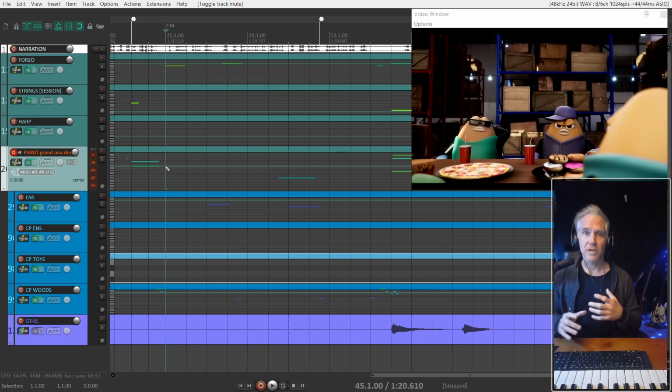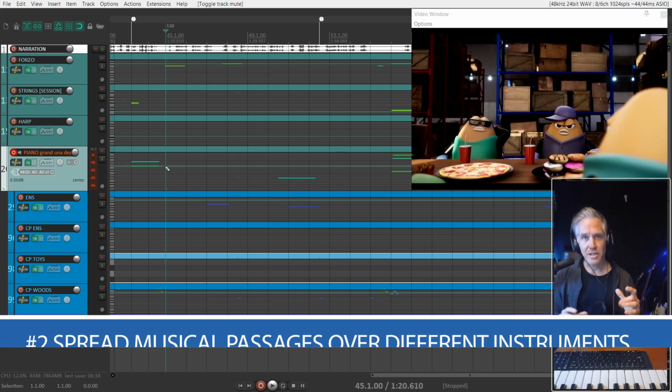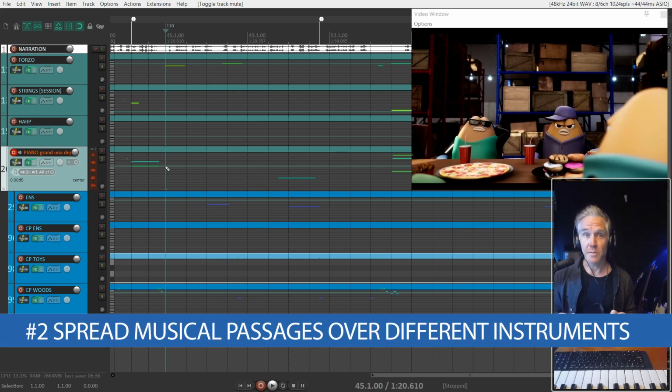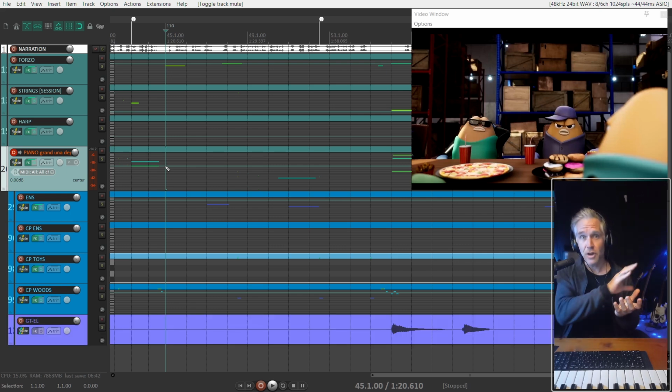Tip number 2, to create interest, take a musical passage and spread it out over various instruments. Over here, I've got a descending scale, which begins in a brass patch and ends in a piano patch, even though they're quite clearly part of the same musical passage.